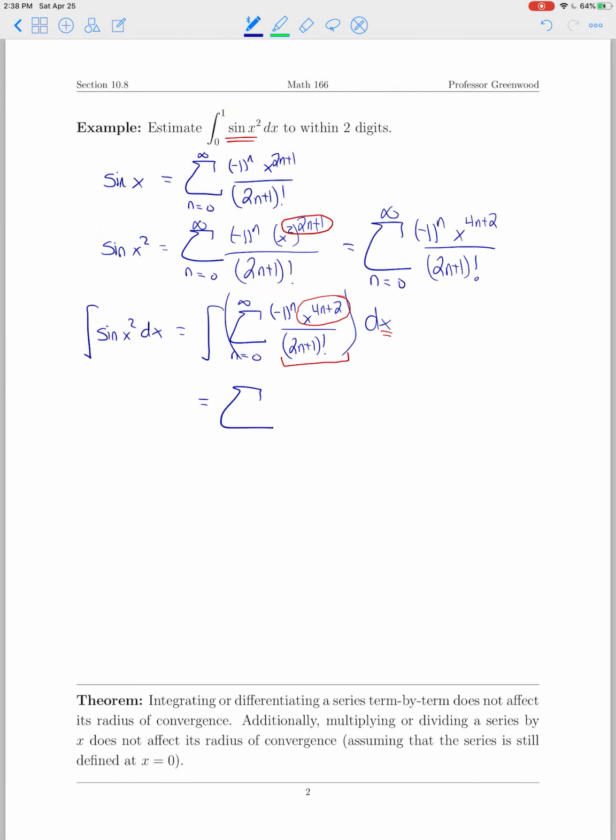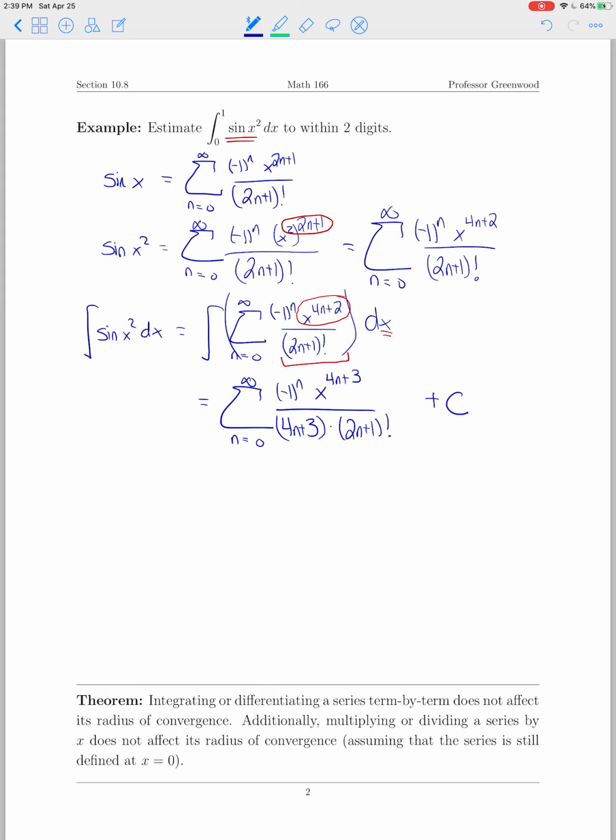And so that means this would be the sum from n equals 0 to infinity. The minus 1 to the n stays there. The x now is raised to a 4n plus 3 because I have to raise that power by 1. And then I divide by the new power. And then I still have the 2n plus 1 factorial down there. And then it is the case that because I did integrate this, I would typically need a plus c.